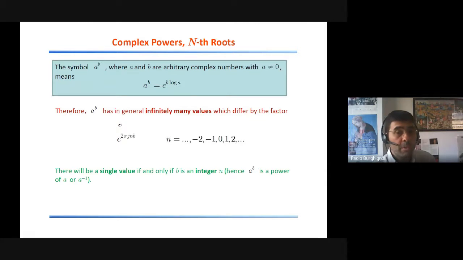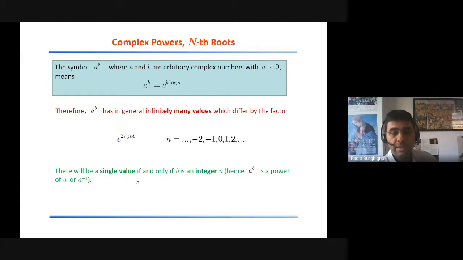Actually, it is possible that there is only a single value of the power, but that's possible if and only if the complex number b is actually a real number, and even more if it is an integer number n, and in that case that's an ordinary power, like in monomials. Or it could also be a negative integer, like in rational functions, so a to minus 1 is an example.